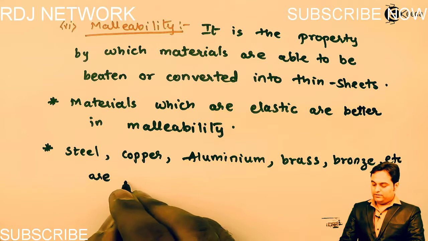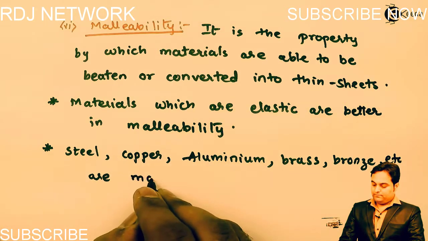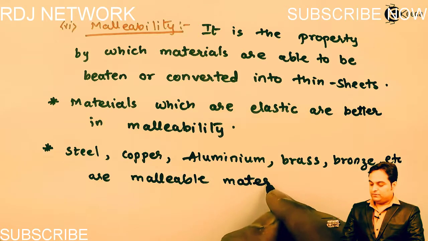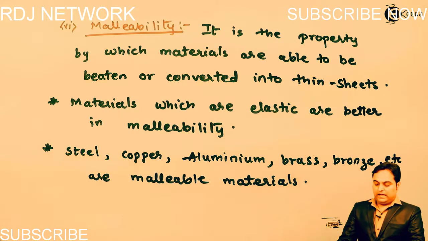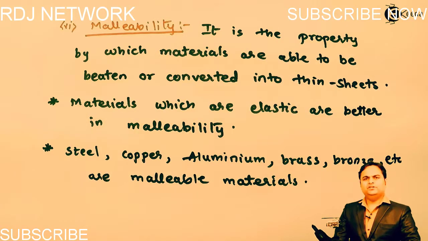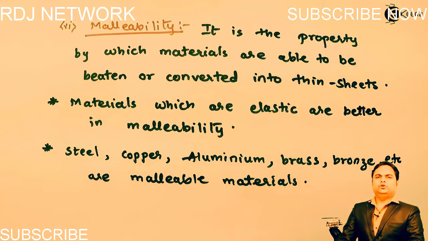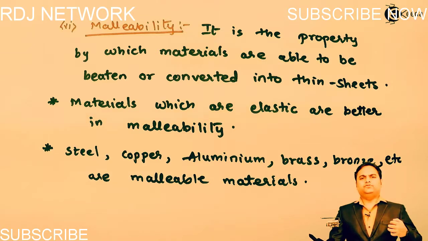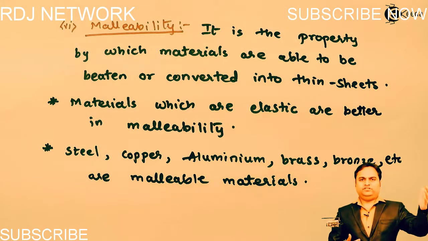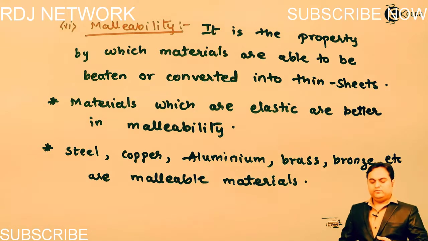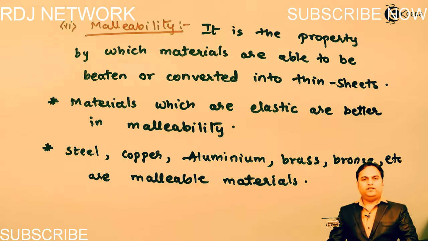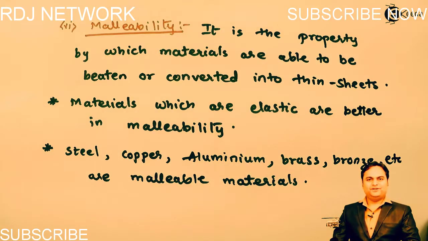So here are malleable materials, and the thin sheets which we get from malleability, they can be used for a number of applications. Like they can be used to produce some components out of sheet metal. Those sheets can be used for roofing, for ceiling purposes, and they can even be used for waterproofing. So we have seen some of the applications of malleability, and we have understood the definition part also.